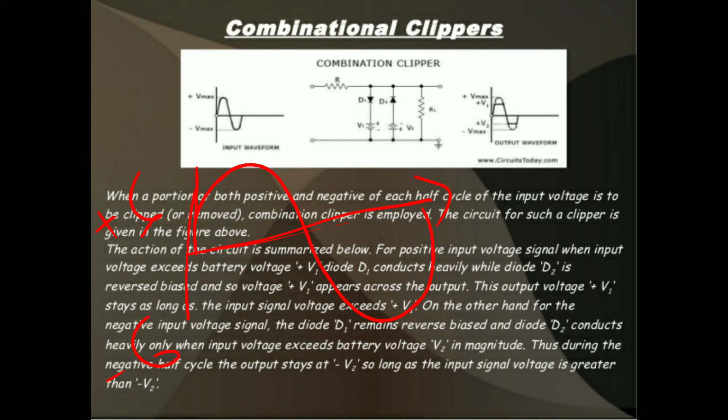When we consider the positive series clipper, the unwanted part is the positive signal, so the output will be only at the output side. If we consider the negative clipper, it means removing the unwanted part. What part has to be cut? The negative part has to be cut. So the negative part is the unwanted signal, so the output will only be at the positive side.